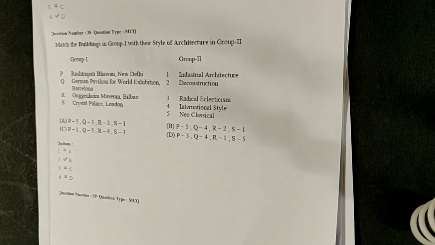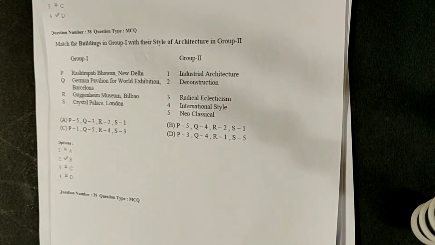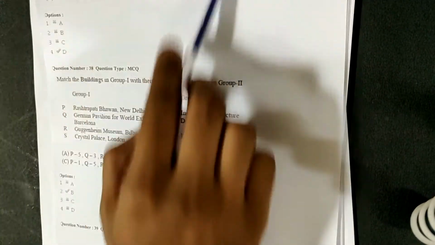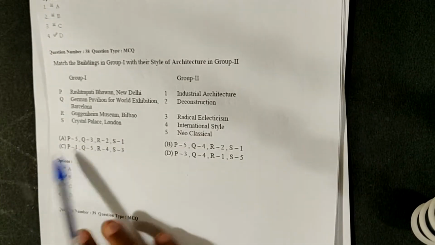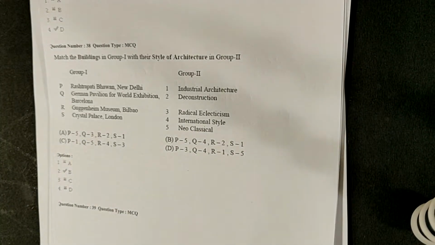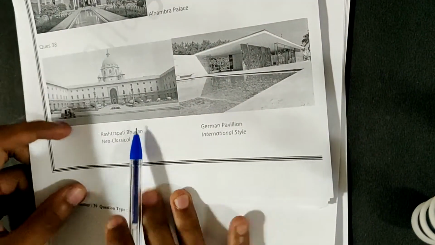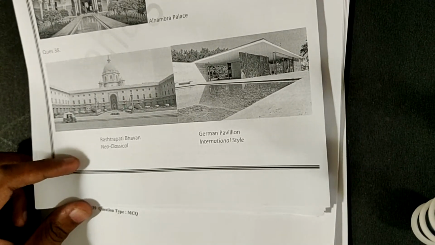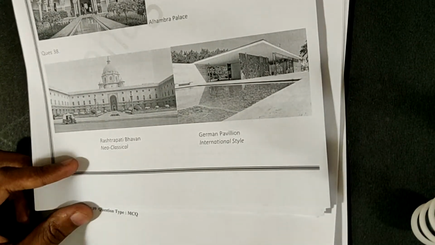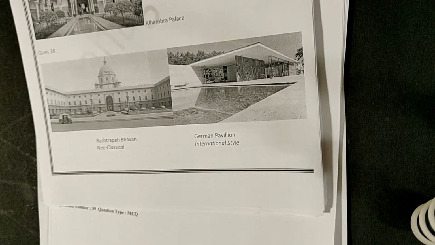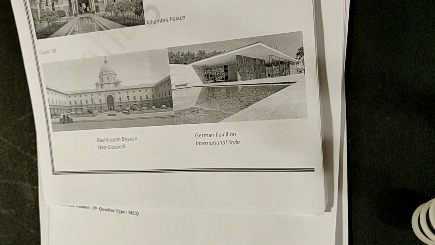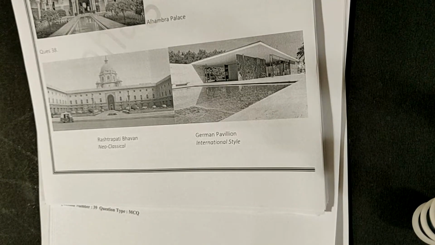The next question, again you have a list of buildings and you have to match them with the styles of architecture. So this question was from the ancient style, and this question is from the modern and the postmodern style. The first we have the Rashtrapati Bhavan in the neoclassical form or the Indo-Saracenic form. It is both neoclassical because we are trying to revive your olden classical orders in the new phase, and also it's Indo-Saracenic as well if you look onto your postmodern styles.